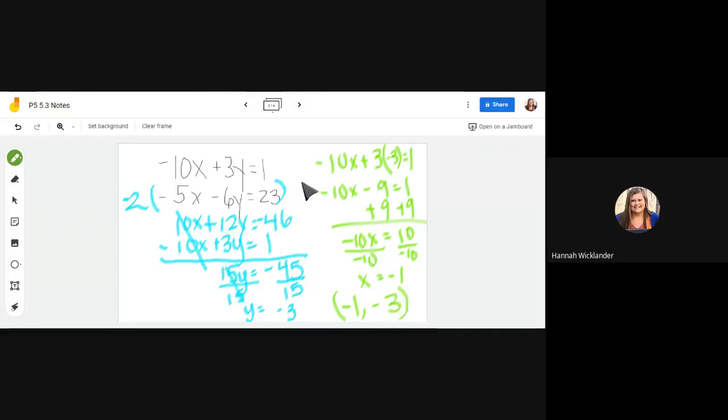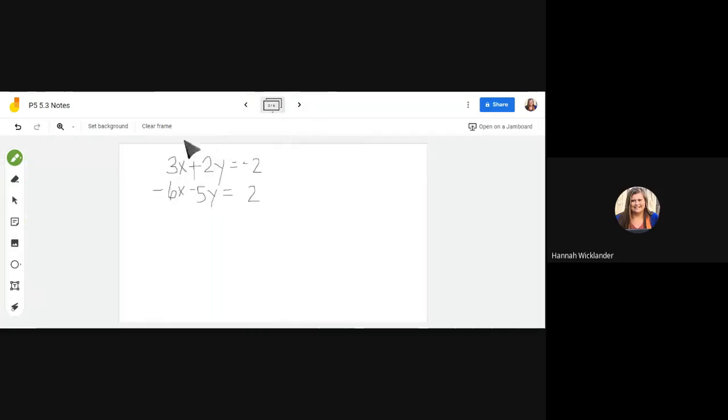So what I did for this one is I just made the equations have a number that would eliminate or cancel by multiplying the whole equation by whatever number will create numbers that will cancel out. So now I'm going to do another example for you guys.